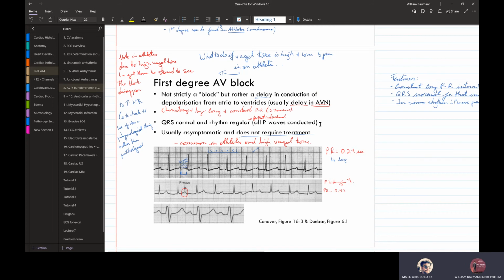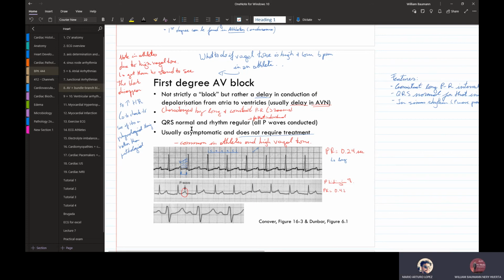How many squares are those, Mario? 200 milliseconds. So each big square is 0.2 seconds. Yeah, 0.2 seconds. So that means that each one of the little ones is 0.04, right? So 0.2 seconds, that's 200 milliseconds. So bigger than a big block. Exactly.